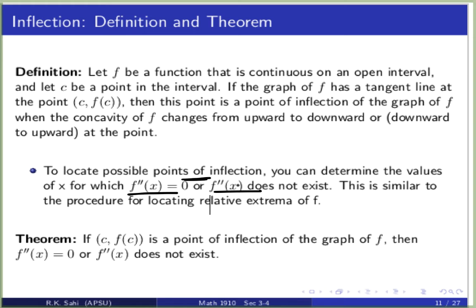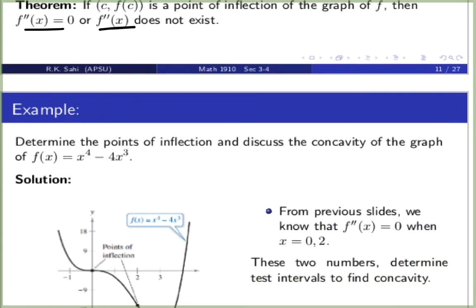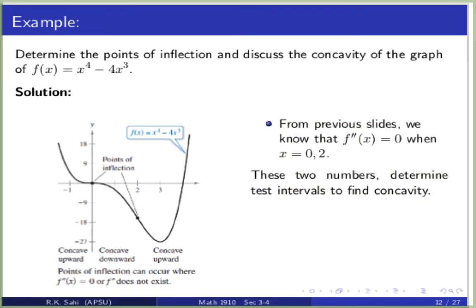The theorem says, if a point C, f of C, is a point of inflection, then the second derivative is either 0 or the second derivative does not exist at that point. Okay, so let's go back to the examples we just did earlier. So remember this function, the fourth order polynomial x to the 4 minus 4x cubed. We would now like to find the points of inflection and discuss the concavity.